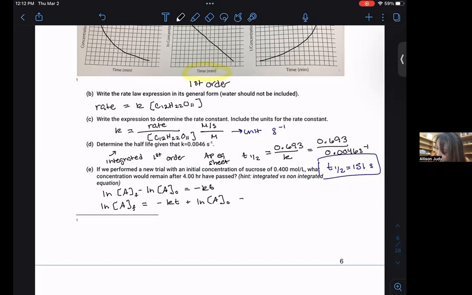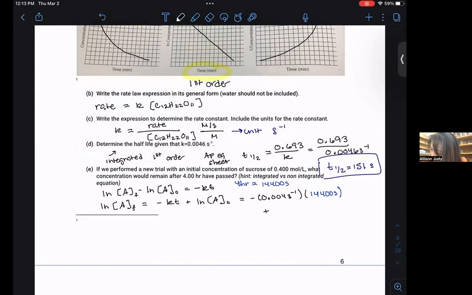And so now that I've rearranged to isolate my variable, now I'm going to plug in what I know. So I know that -K is -0.004 seconds to the -1 times the time. Well, I'm given it in 4 hours. So if I do unit conversion, 4 hours is equal to 14,400 seconds. And I'm assuming you can do unit conversions at this point. So 14,400 seconds, plus ln of my starting concentration, which was in the problem prompt, 0.400 molarity. And I don't have to bracket it now because it's actually a math equation. So now I'm going to put parentheses around it.